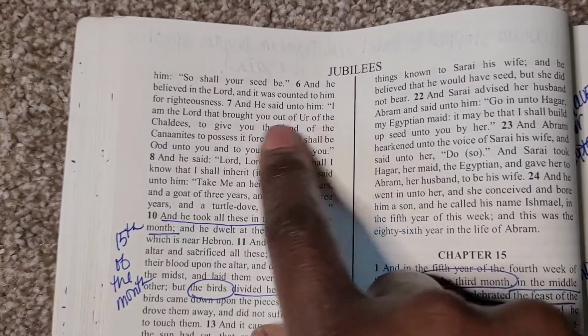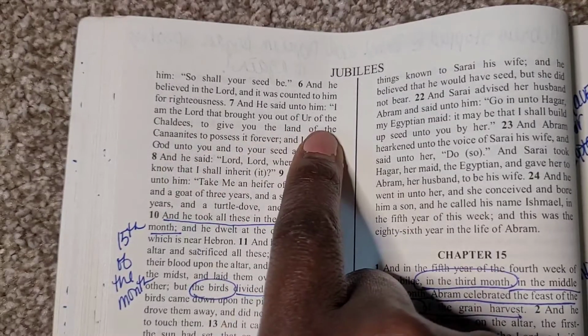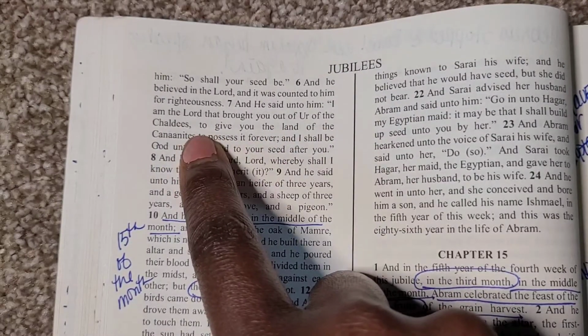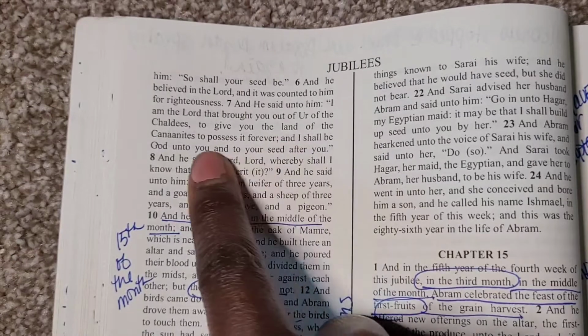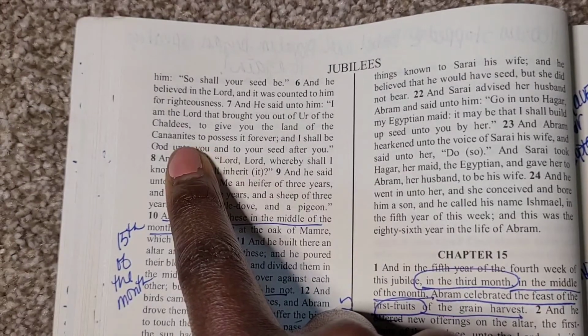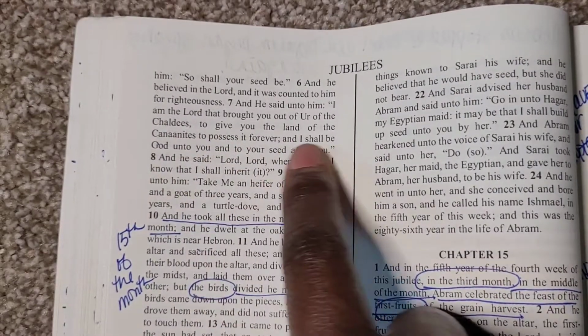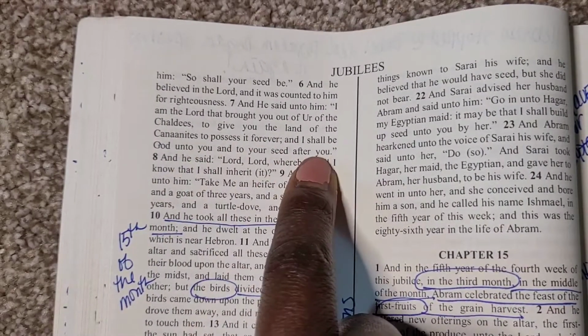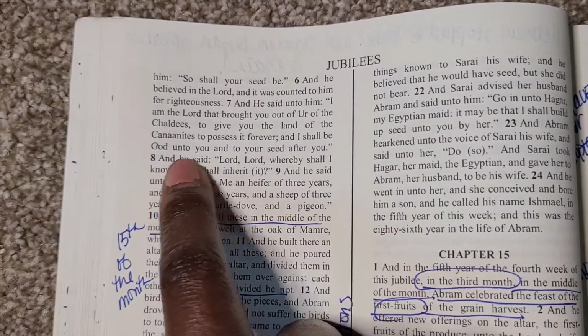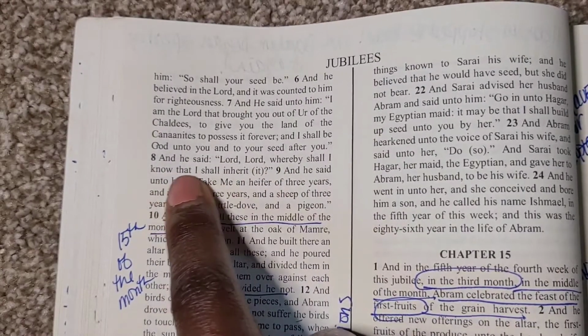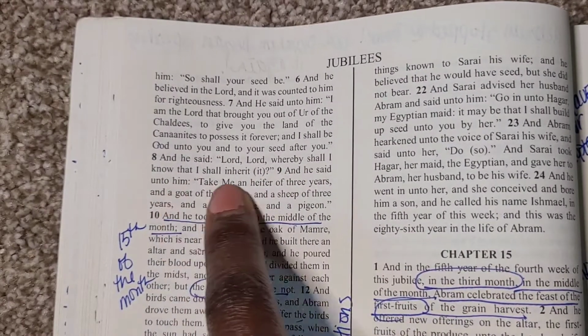And he said unto him, I am the Lord that brought you out of Ur of the Chaldees, which is in Iraq, to give you the land, kind of in the land of Iraq, and maybe it's in three areas, kind of. To give you the land of the Canaanites to possess it forever, and I shall be God unto you and to your seed after you. And he said, Lord, Lord, whereby shall I know that I shall inherit it?